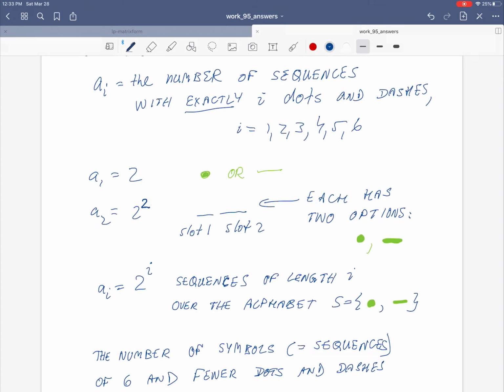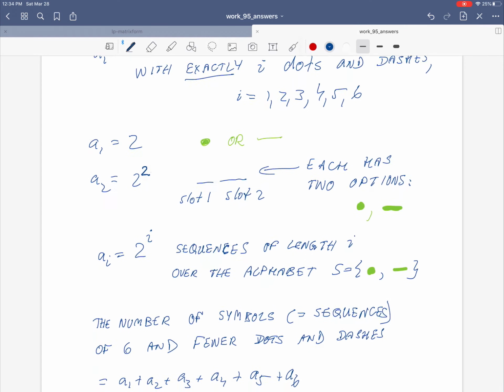A2 is 2 squared, because in the first slot of the string, we can have two options, dot and dash. In the second slot also two options. So A sub i, by similar argument, is 2 to the i.